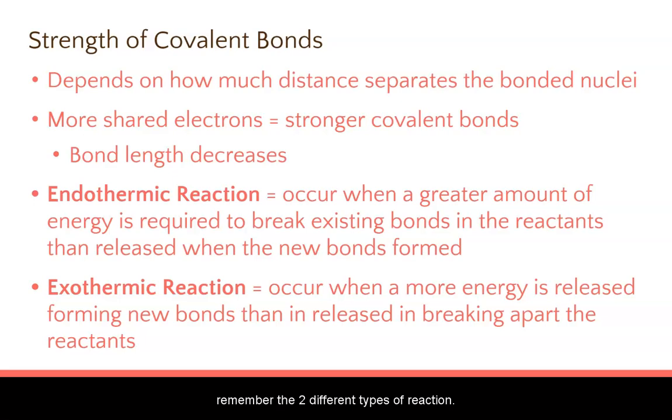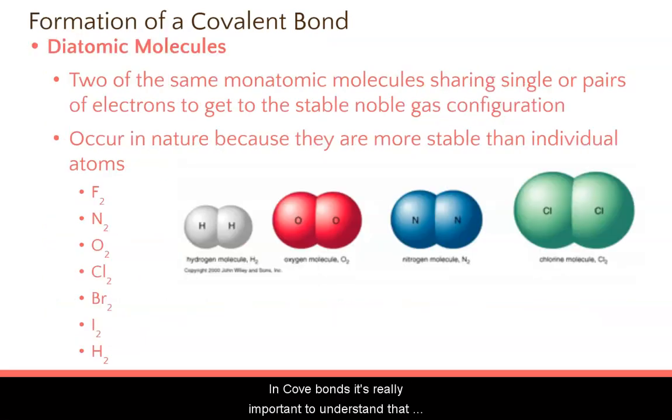Now, remember the two different types of reactions. An endothermic reaction occurs when a greater amount of energy is required to break existing bonds than is released when forming new bonds, and an exothermic reaction occurs when more energy is released forming new bonds than is required in breaking apart the reactants. In covalent bonds, it's really important to understand that there are some diatomic molecules.